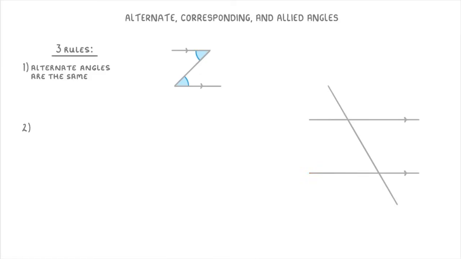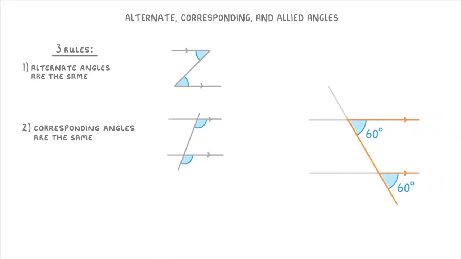The second rule is pretty similar, but says that corresponding angles are the same. And corresponding angles are these two angles that you find in an F shape. For example, on our diagram, the F shape is here. So these two 60-degree angles are corresponding angles.